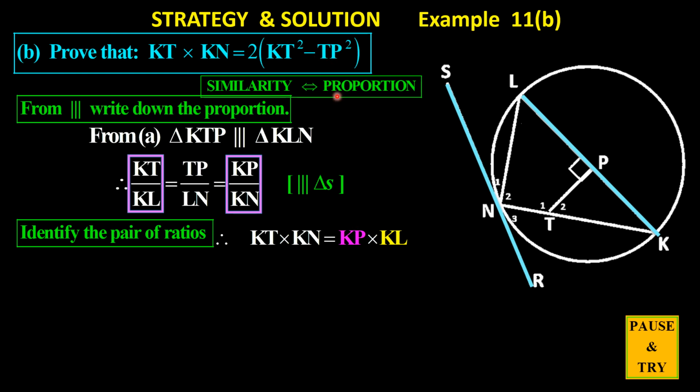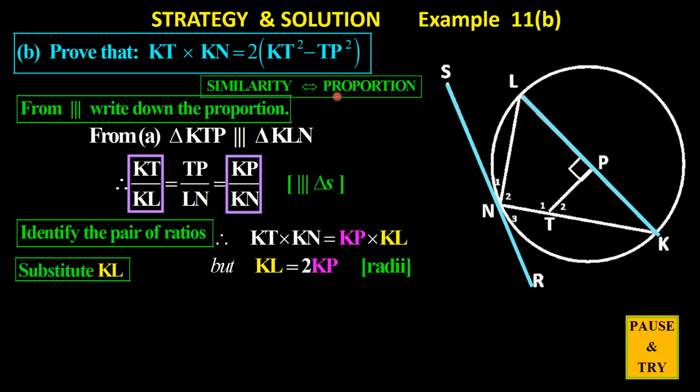Okay, so let's see. If we have to replace the KL, as you can see, KL is the diameter and P is the center. So KL is twice the radius, twice the KP. So we're going to replace the KL by twice KP. And 2 times KP is 2 KP squared, right? Now we want to replace the KP now.